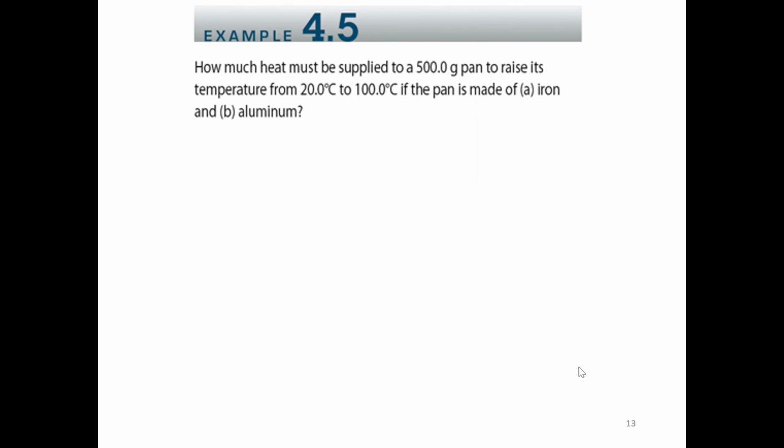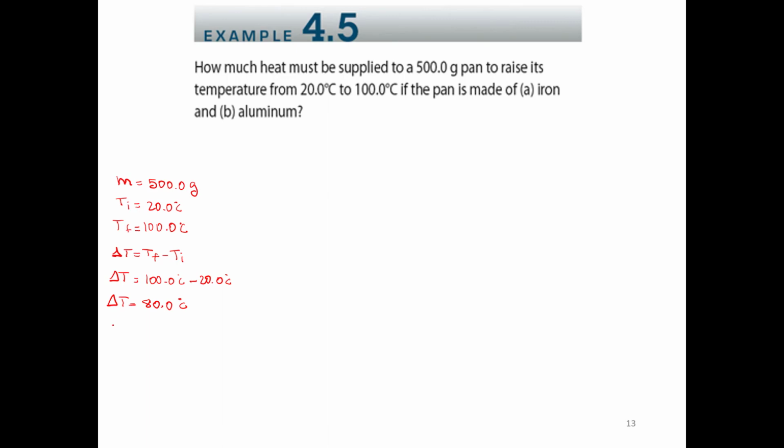And let's see what information we had. We know the mass for both pans is the same, the mass equals 500 grams. We know the initial temperature is 20 degrees Celsius. The final equals 100 degrees Celsius. Then we can calculate the delta T, which is final minus initial, 100 minus 20, so the delta T will be 80.